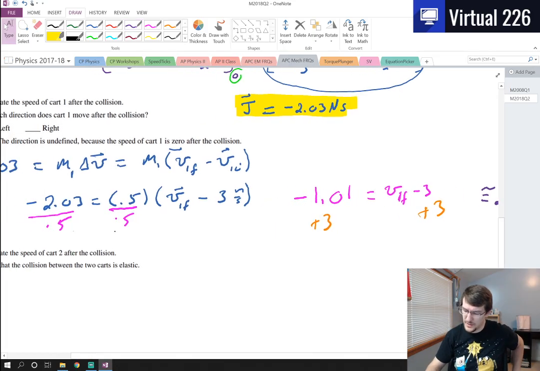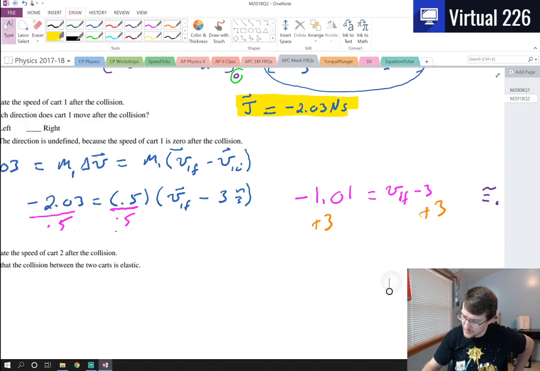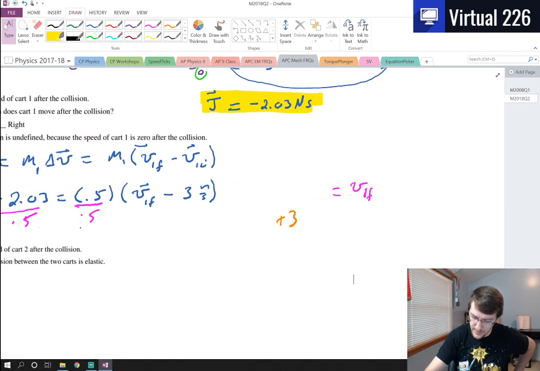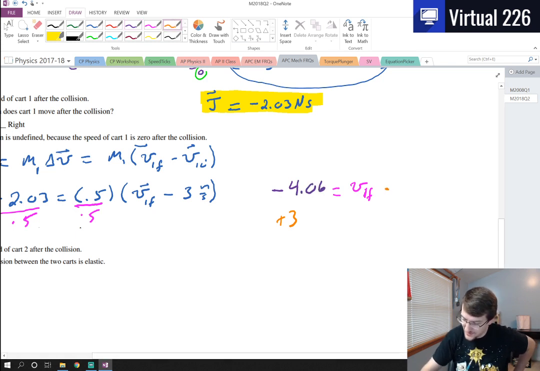Oh no, I just messed that up. Silly math. When I divided by a half, I took half. I didn't divide by half. Dividing by a half is like multiplying by 2. Whoops. So that left side is actually going to be negative 4.06. And then we're going to add 3 to it.